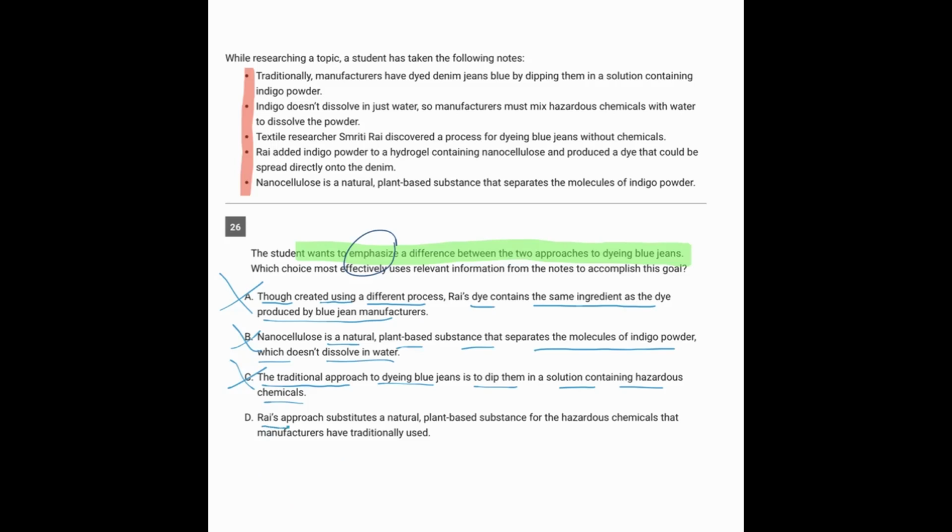D, Ray's approach substitutes a natural plant-based substance for the hazardous chemicals that manufacturers have traditionally used. So there we have the traditional method and the mention that Ray's approach substitutes some ingredient. That's an emphasis on the idea that the two approaches are different. So the answer here, without looking at the bullets, is definitely going to be D.